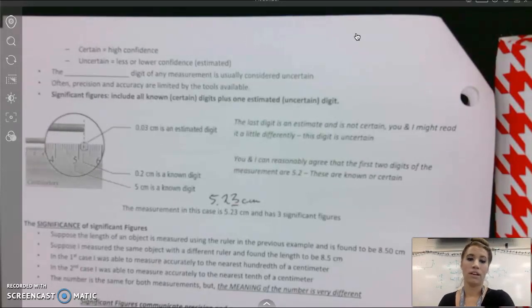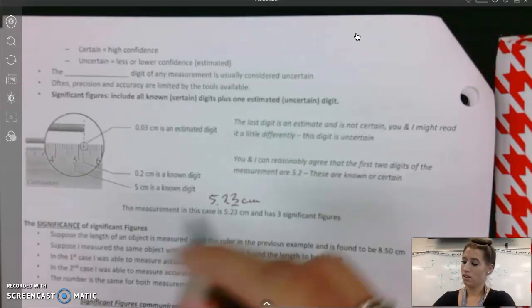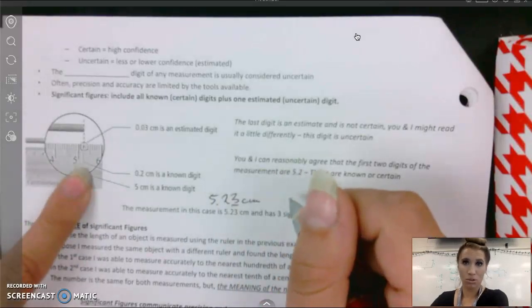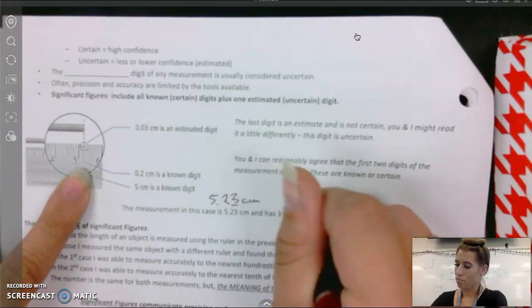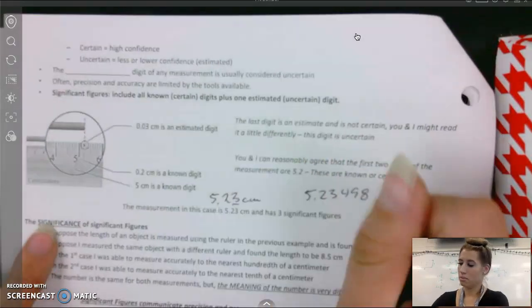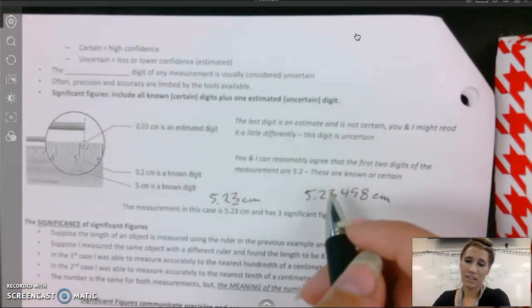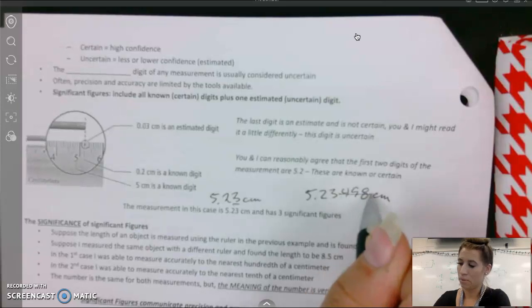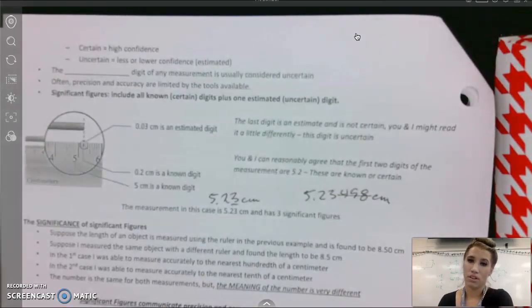Okay? Just like how it would be unrealistic for us to say that this measurement with this tool is 5.23498, right, centimeters. That is incorrectly precise. This tool is not capable of giving us those digits to that kind of precision. Some tools are, this one is not. Okay.